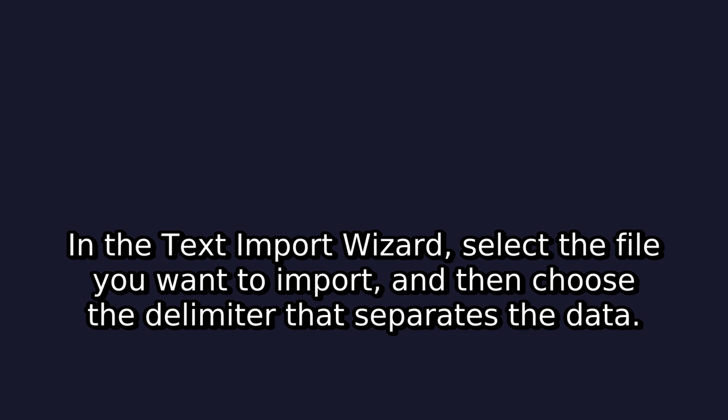In the Text Import Wizard, select the file you want to import, and then choose the delimiter that separates the data. For most CSV files, this will be a comma. Make sure to select the correct data type for each column, such as text or number.